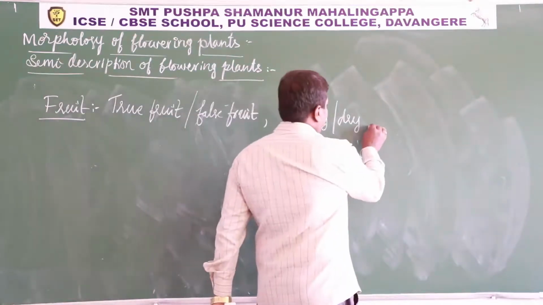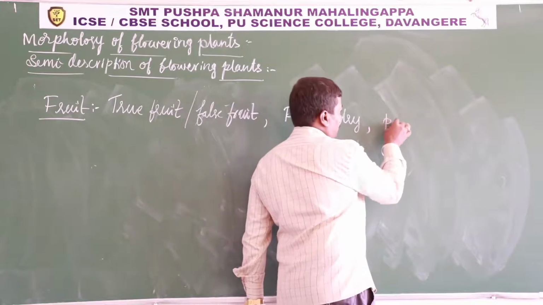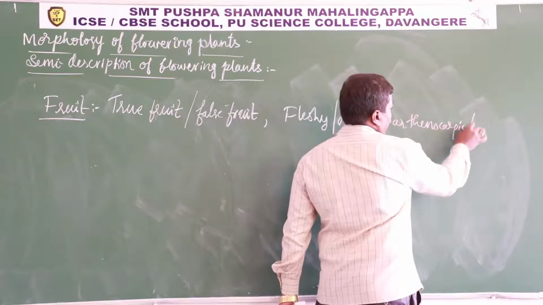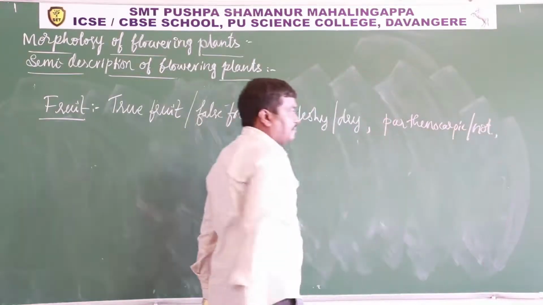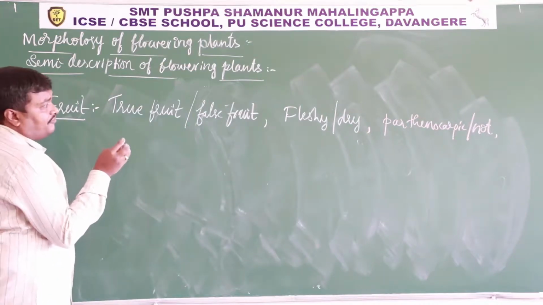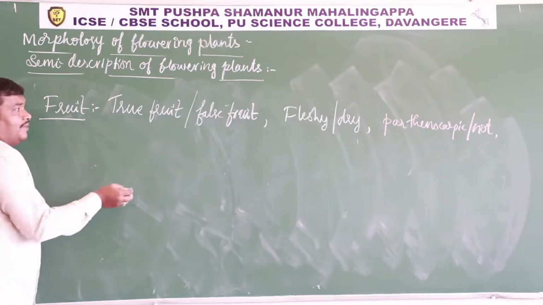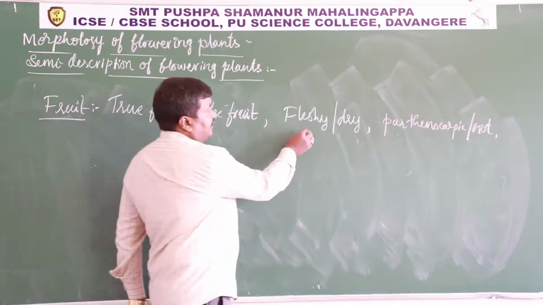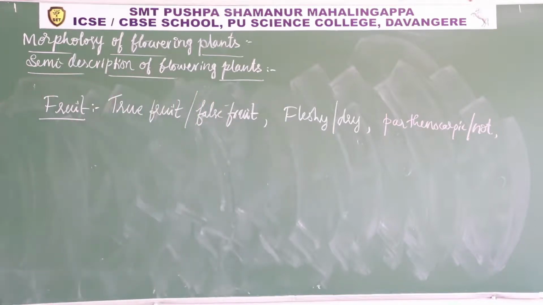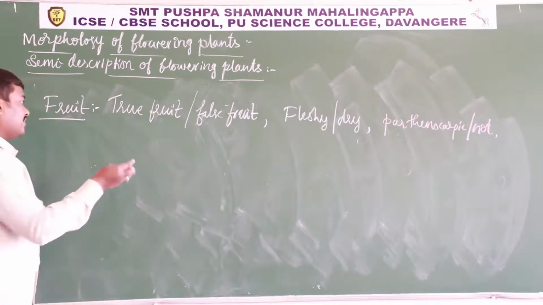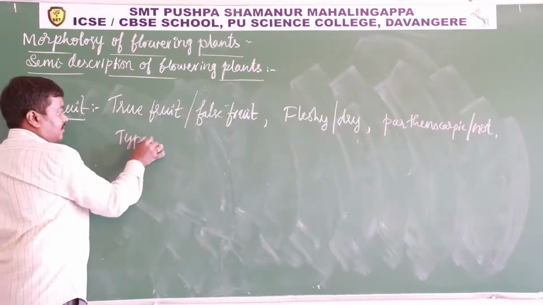Then whether the fruit is parthenocarpic or not. You have to say whether it is a parthenocarpic fruit or not. Finally, you are going to mention the type of fruit. So: true fruit or false fruit, fleshy fruit or dry fruit, parthenocarpic or not, and types of fruit.